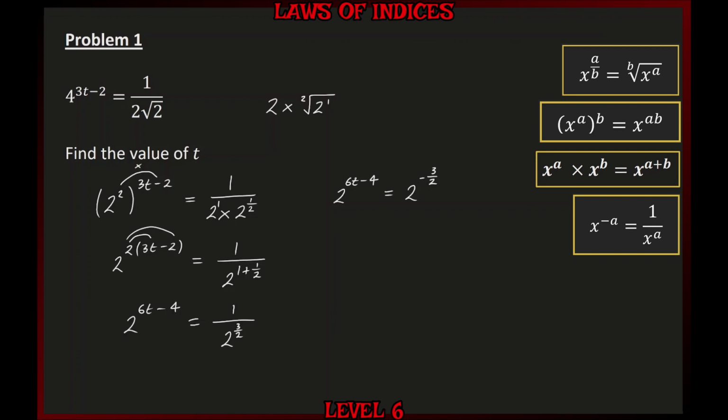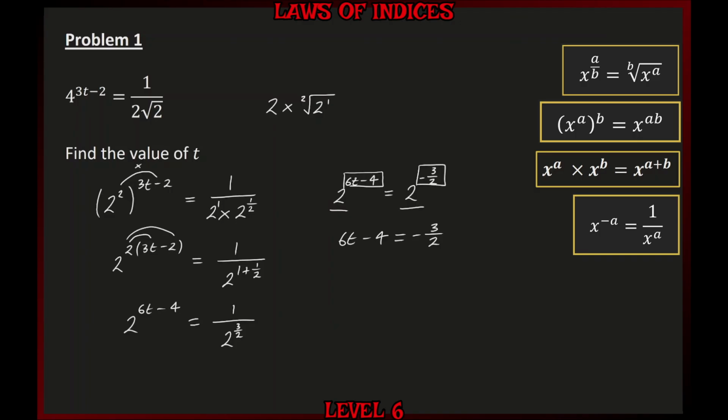Now since on both sides of the equation we've got the same base, which is 2, we can say that the powers on each side must be equal to each other. And this means that 6t minus 4 is equal to minus 3 over 2. And we now have an equation that we can solve to find t.